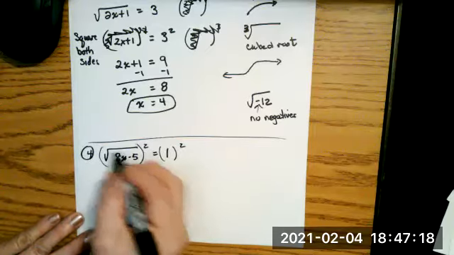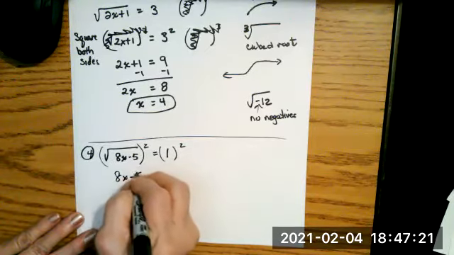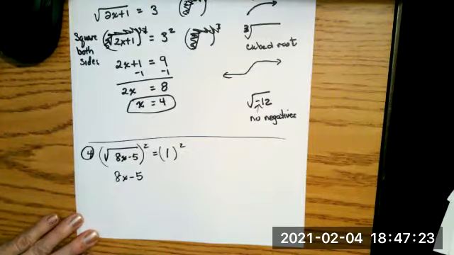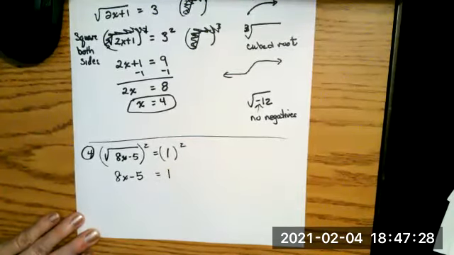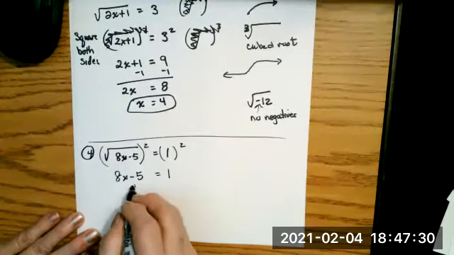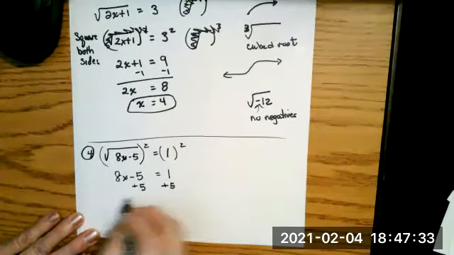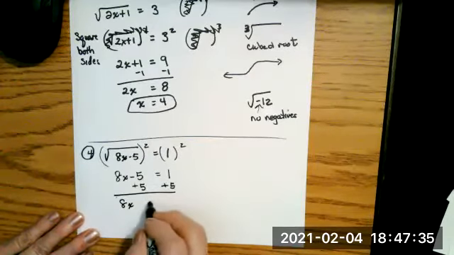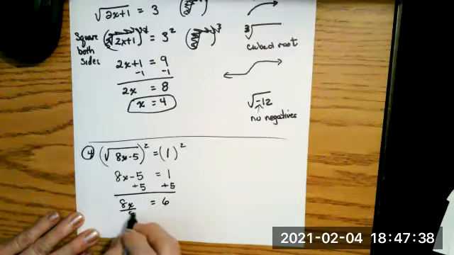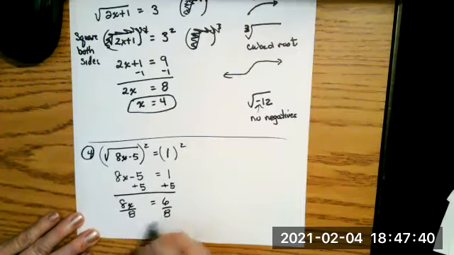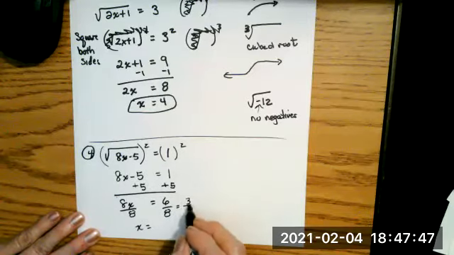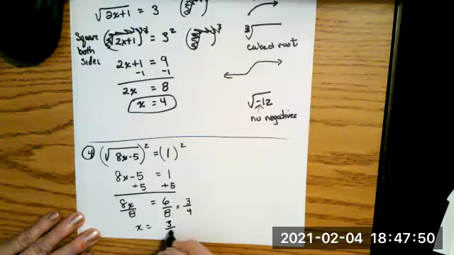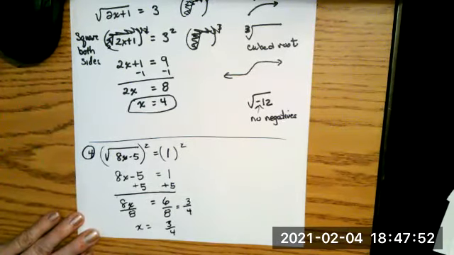When I square this side, I just get 8x minus 5. It eliminates the square root symbol. On this side, I get 1. 1 squared is 1 times 1, which is 1. Adding 5, I get 8x equals 6. Divide by 8, and x is equal to, let's reduce it. 2 will go into 6 3 times, 2 will go into 8 4 times. So my answer is going to be 3/4.